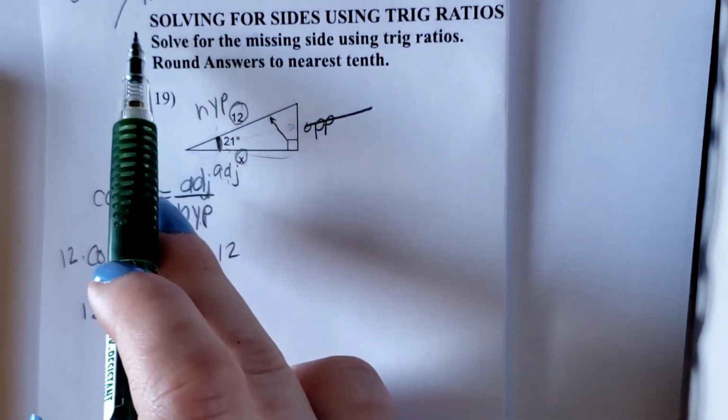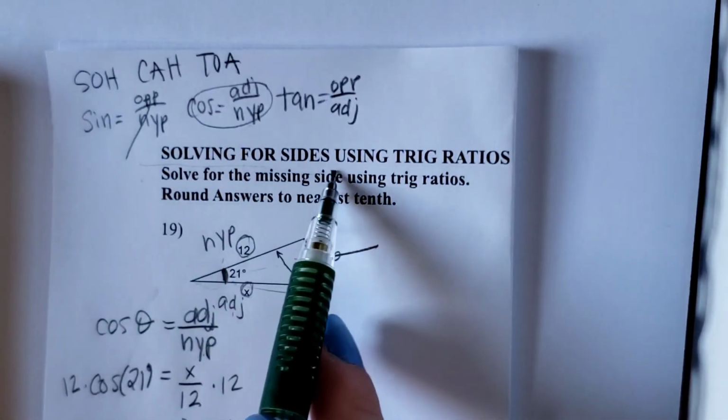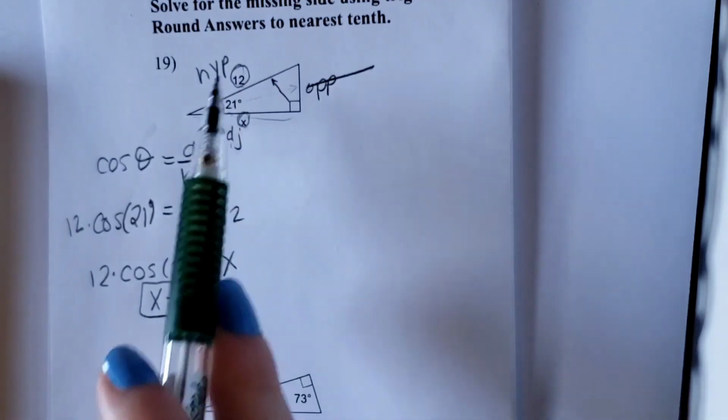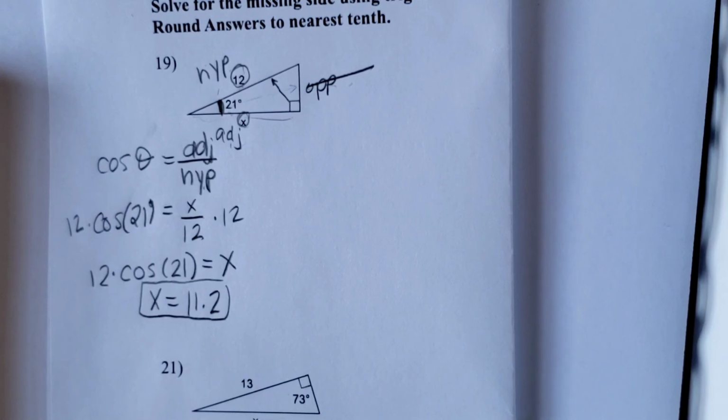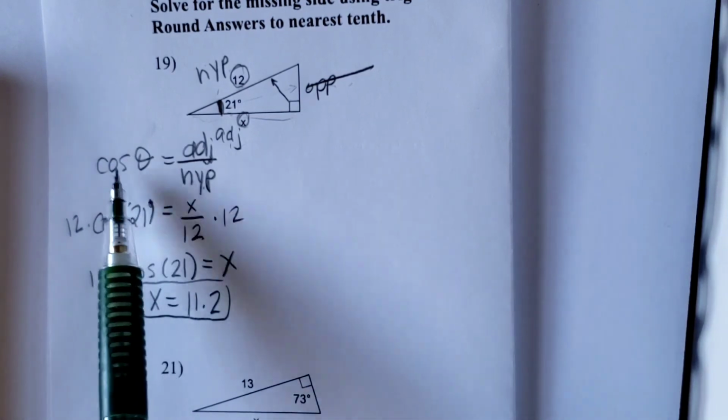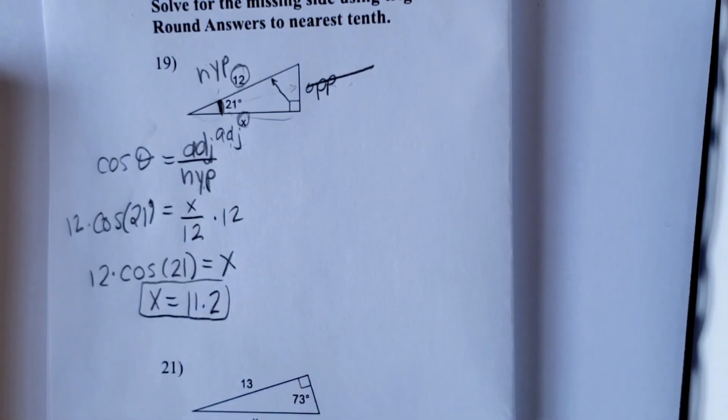Write out the different ratios, figure out which one works with the ones you've got, so label the adjacent, hypotenuse, and opposite, and then plug in the values you have, and just type it in a calculator once you solve for the side you need.